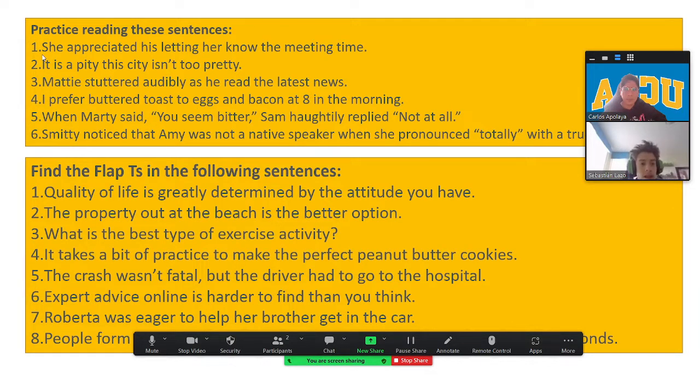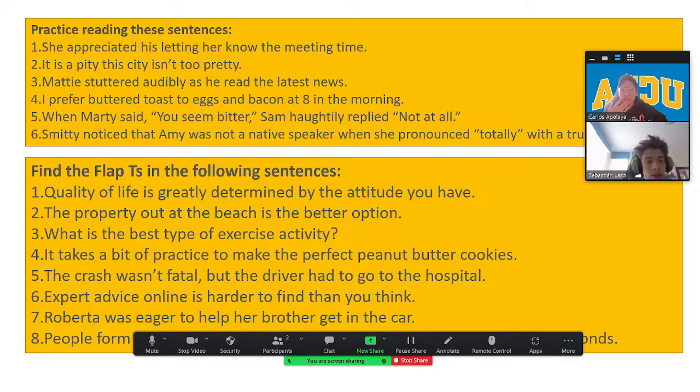She appreciated his letting her know the meeting time. It is a pity this city isn't too pretty. Matty stuttered audibly as he read the latest news. I prefer buttered toast to eggs and bacon at 8 in the morning.